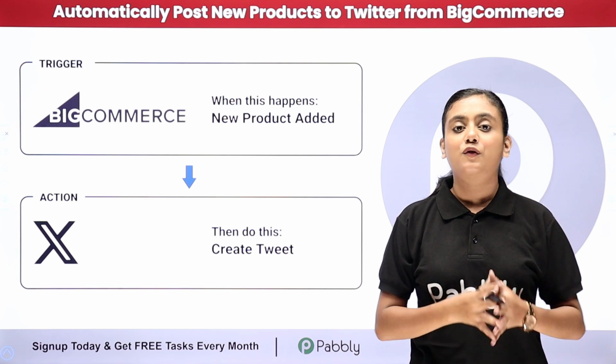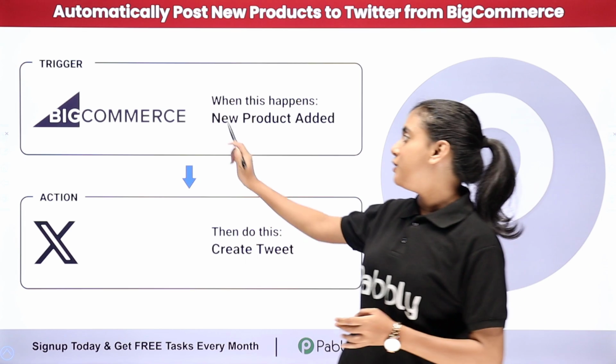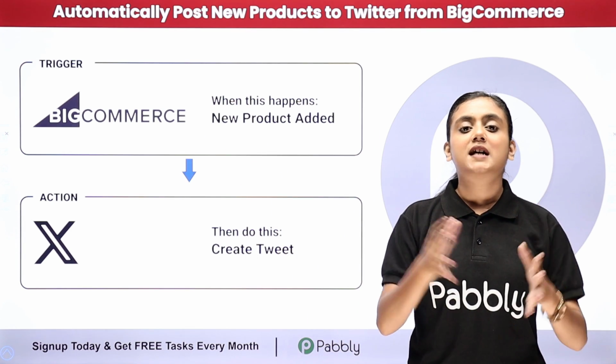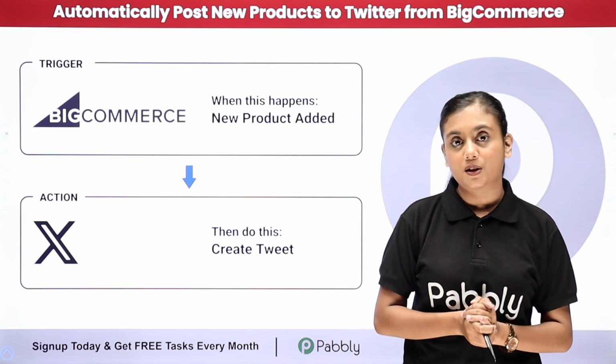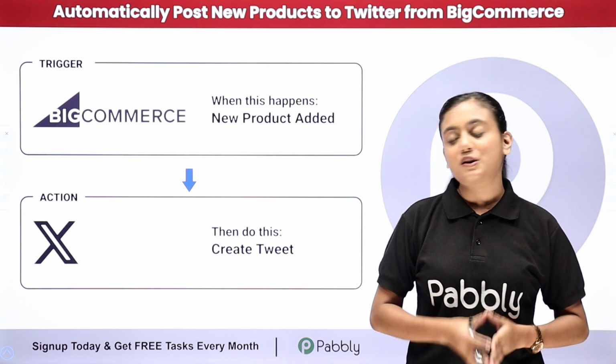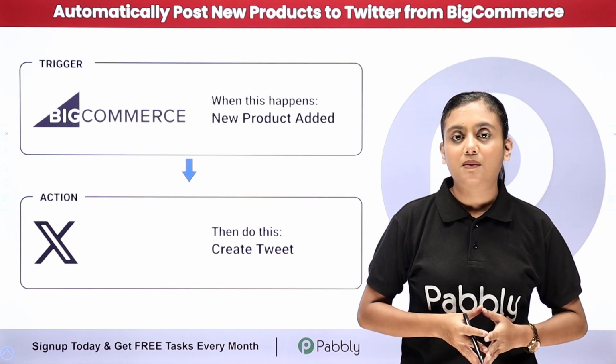So I am an owner of a fashion apparel store business and I manage my online store using BigCommerce. Here what I want is that as soon as a new product is released on my BigCommerce store, I want to share a post on my Twitter account, a tweet. And doing that manually is a time-consuming job.